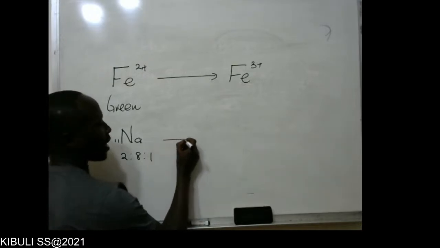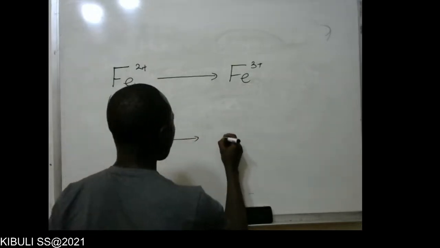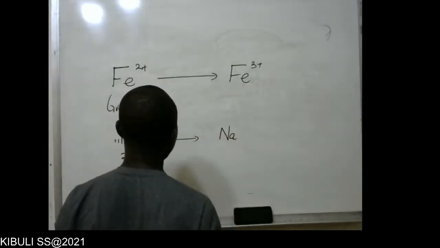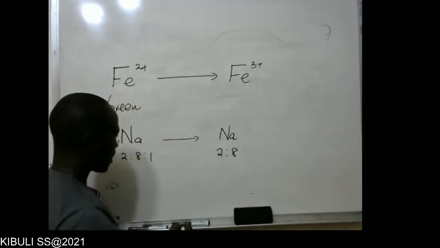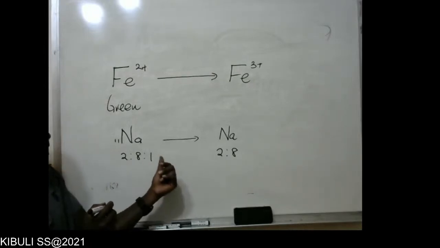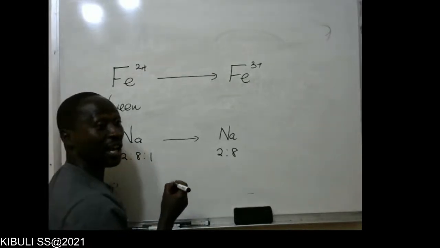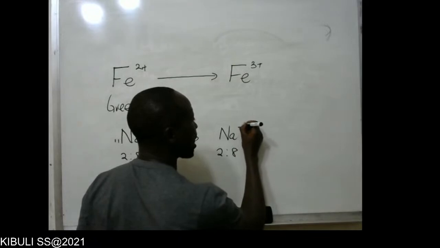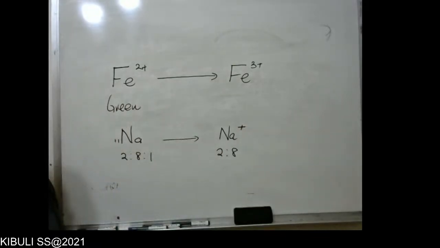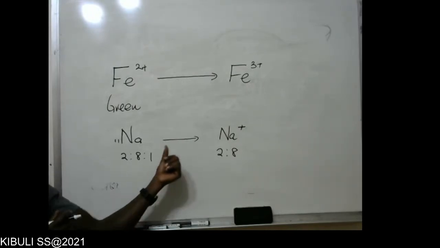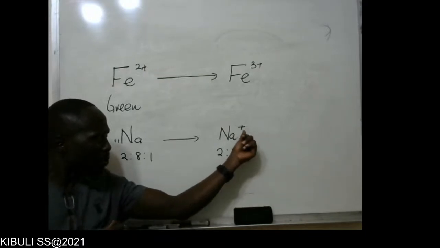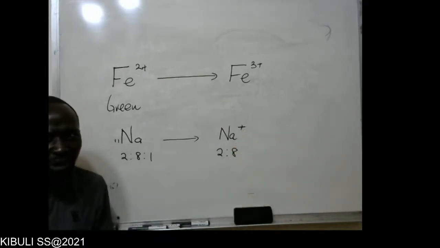So what will be the end result? We shall end up with the sodium ion, and the configuration is going to change to 2, 8. The electron has been lost, but this sodium acquires a positive charge. Metals form cations, and the cations are positively charged. So how many electrons were lost? 1. So how many charges are formed? 1 positive charge. So the number of positive charges equals the number of electrons that have been lost.